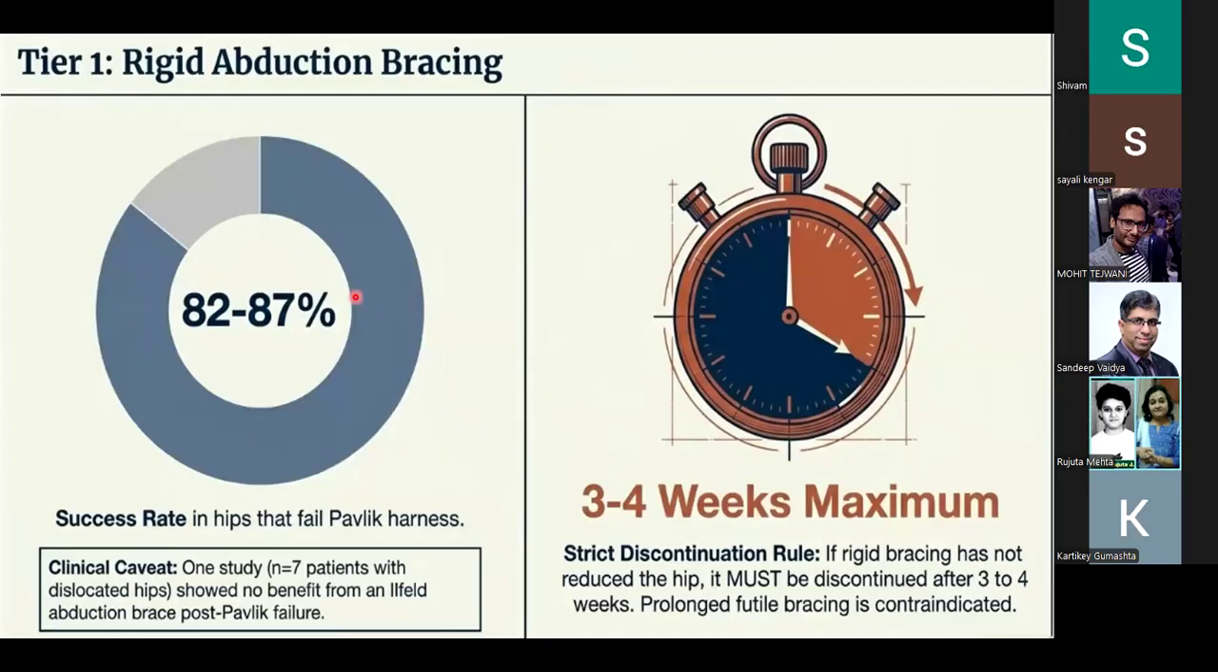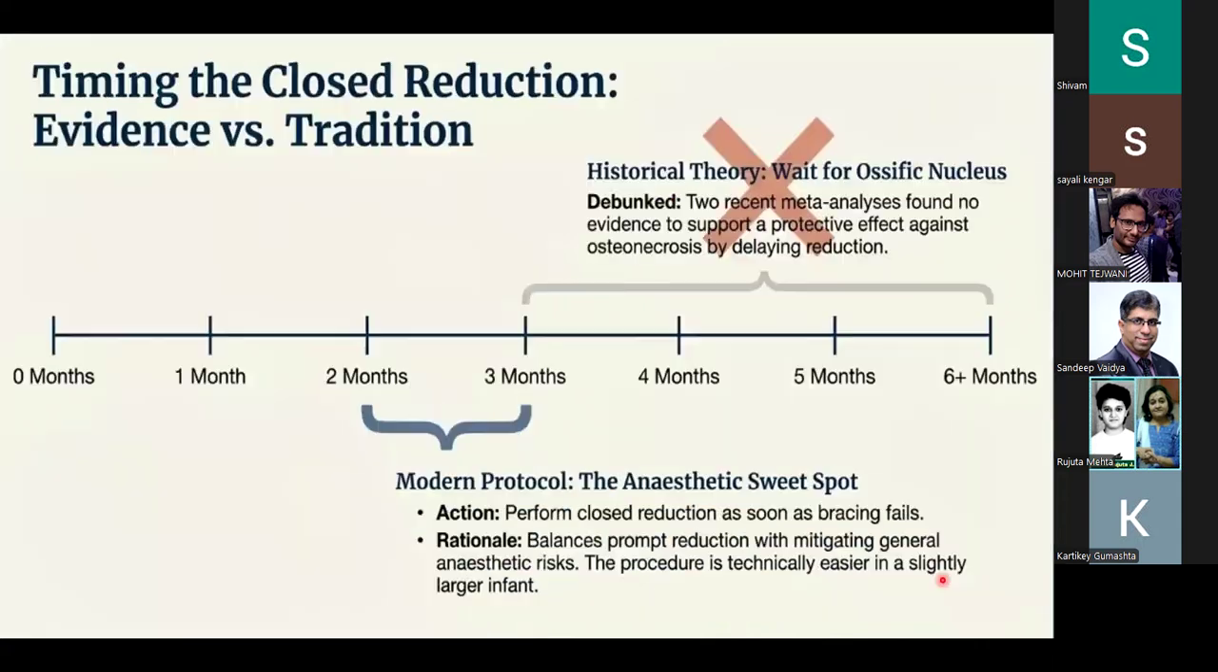With rigid abduction bracing, 82 to 87% of hips that failed with Pavlik harness reduce. If rigid bracing has not reduced the hip, it must be discontinued after 3 to 4 weeks. Prolonged futile bracing is contraindicated.